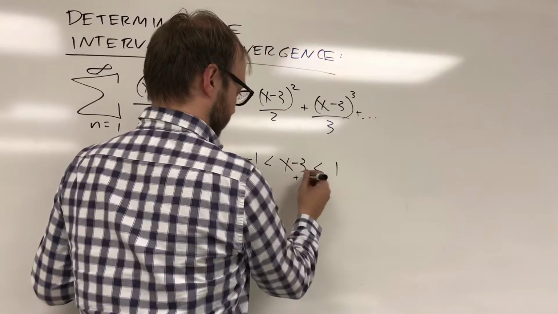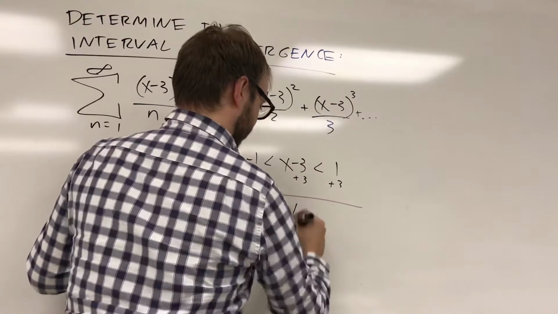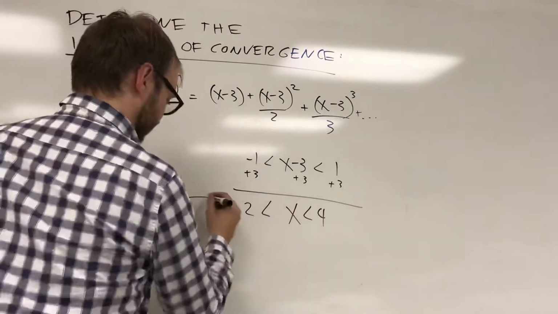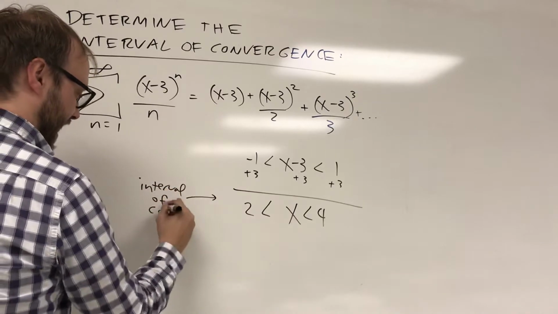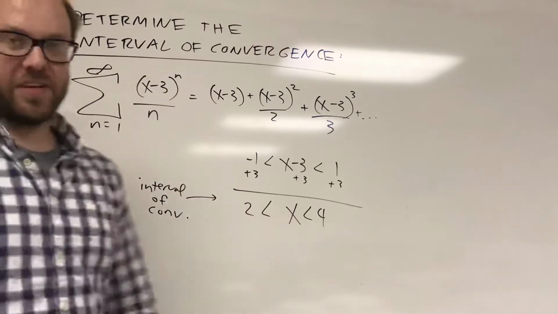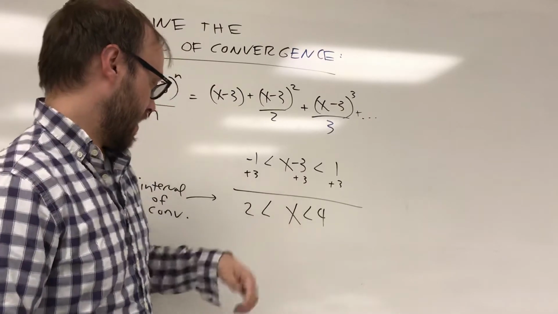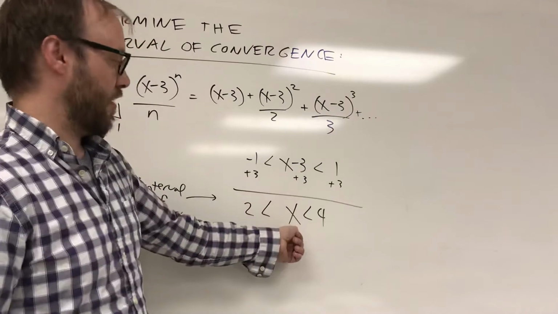So I can add 3 here, I can add 3 here, I can add 3 here. We're going to find out that x is between 2 and 4, okay? This is the interval of convergence, okay? I technically need to check the endpoints, which is another issue. By the way, 3 would be halfway between 2 and 4.